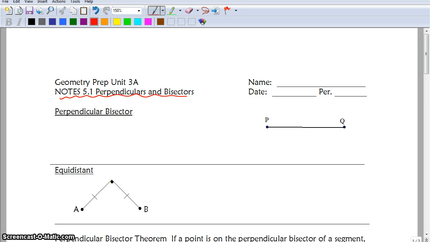Hi guys, so today we are going to learn section 5.1, perpendiculars and bisectors. And again, I know this seems kind of all over the place. This unit is just comprised of many different sections from the book, okay?